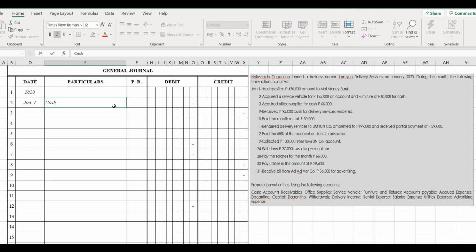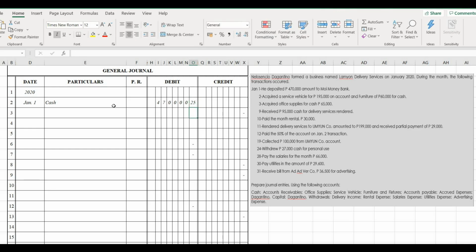So debit tayo ng cash. Then the amount is 470,000. So what you're going to do is you really have to place the figures into their proper place value. So yan. Since wala namang decimal, pwede natin i-dash na lang yung ating decimal column. Pero pag meron, you have to write it here.